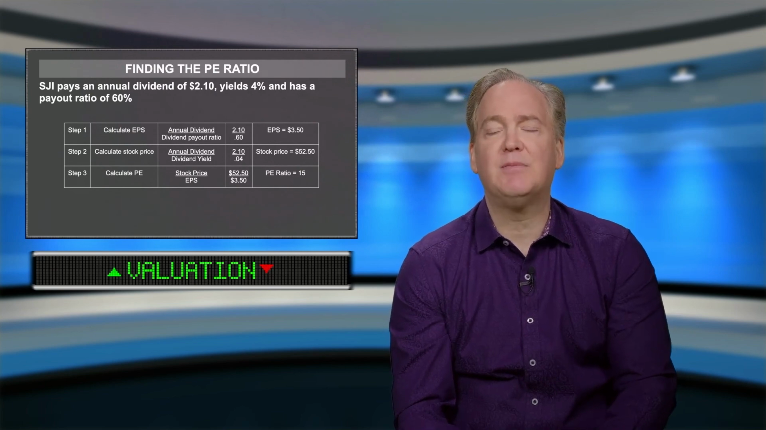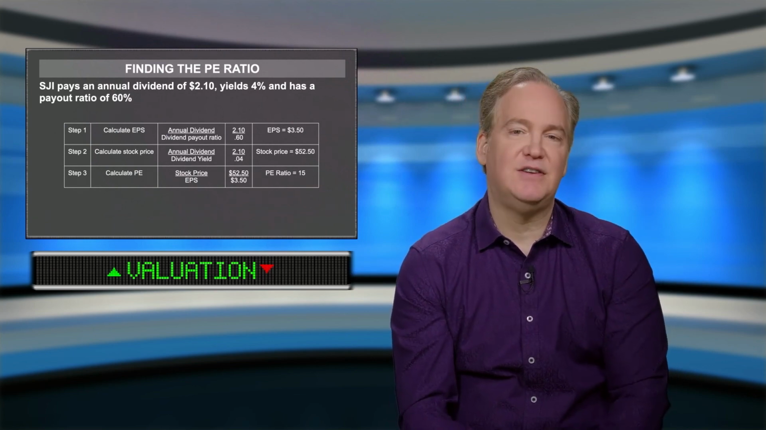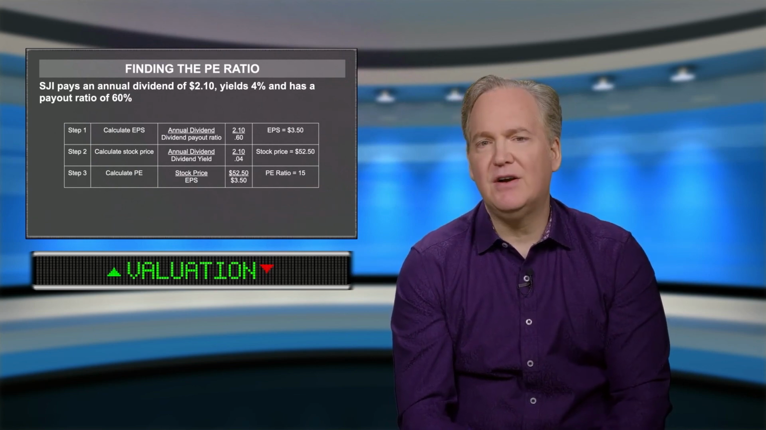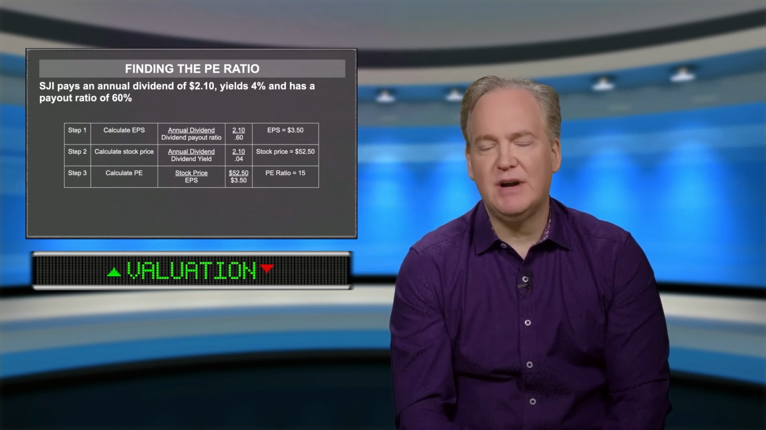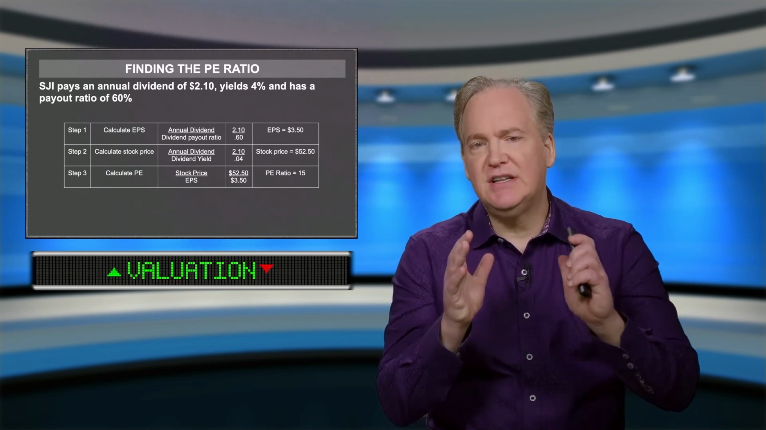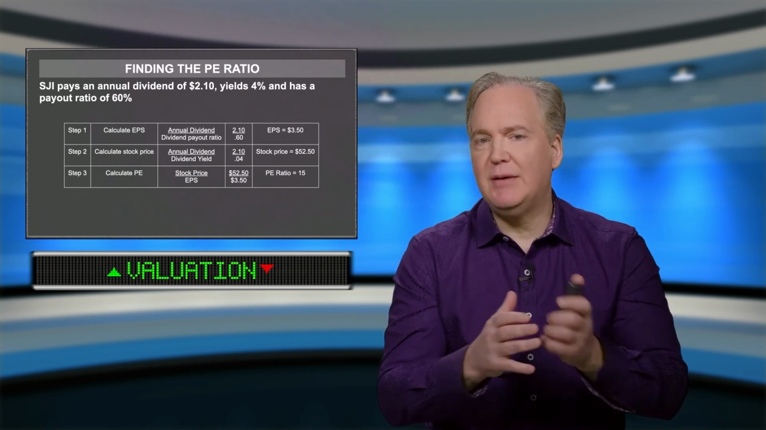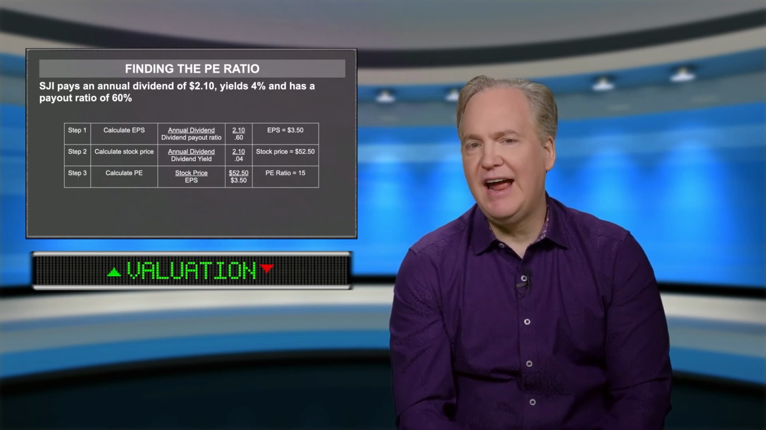Finally, we're ready to calculate our PE. We have the stock price, we have the earnings per share, and now it's a simple calculation. Stock price of $52.50 divided by the earnings per share of $3.50. We see that that PE ratio is indeed 15. So with this limited amount of information, we were able to manipulate the data and arrive at the required answer.